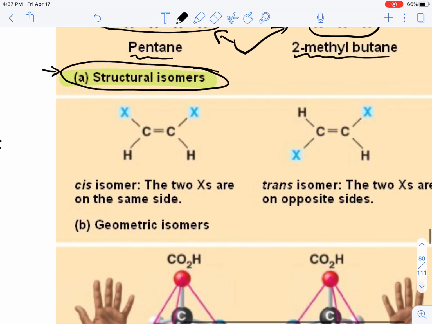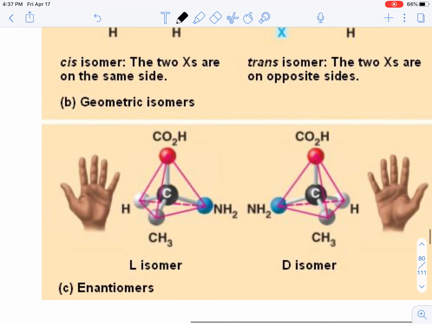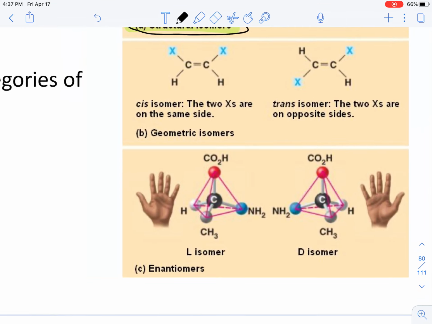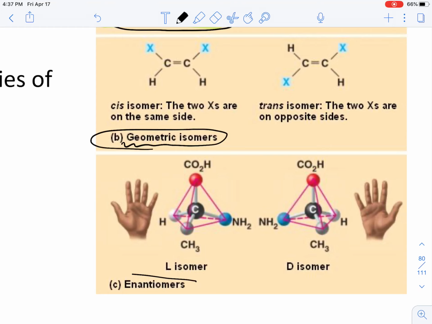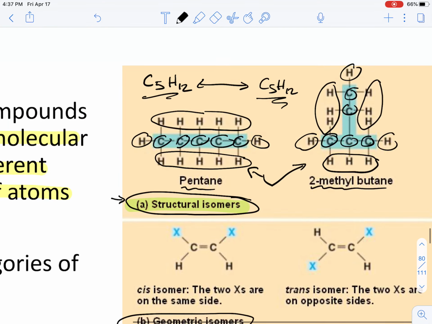There are two other types of isomers that I'm going to discuss in future lecture videos. Geometric isomers, I'll probably discuss in the next lecture video, and enantiomers will be discussed in a different chapter altogether. So let's go ahead and just focus on structural isomers.